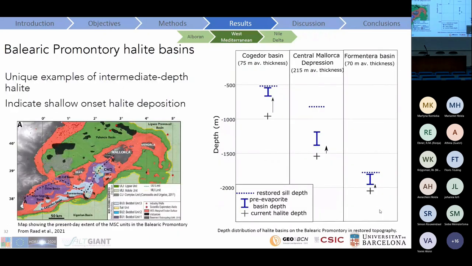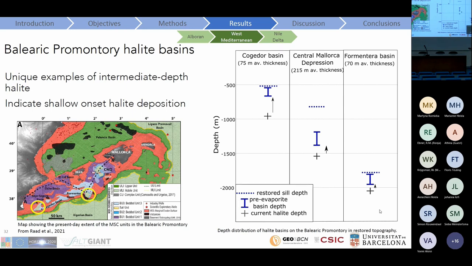And another very interesting feature of the stratigraphy on the Balearic Promontory or in the Western Mediterranean basin are these isolated patches of halite that are unique examples of halite found at intermediate depth in the Mediterranean basin. And what we see is that when we look at their current depth and we restore them to the depth of these basins before the halite would have deposited, we see that in here, the Cogedor Basin, all the way in the west, even though the halite thickness is not very thick, the depth would have been only slightly over 500 meters as this deposit was formed.